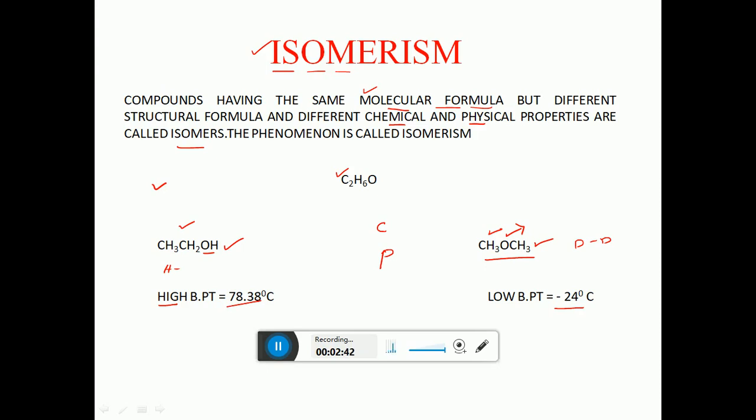So why does alcohol have a higher boiling point than ether? Because in the case of alcohol, H bonding is present. In the case of dimethyl ether, there is no H bonding. Instead of H bonding, what is there? The dipole interaction. As we already know that H bonding is stronger than the dipole interaction, ethyl alcohol should have a higher boiling point than ether.